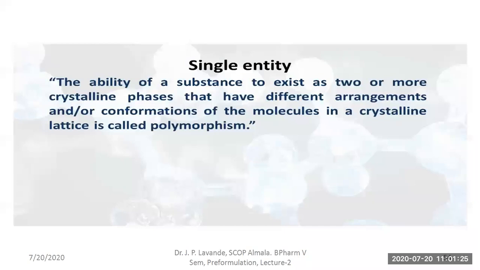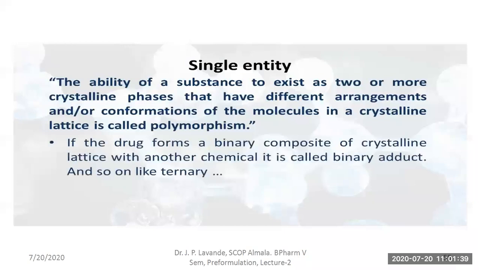Now, when the structures are differing, the properties are going to be differing, but the substance remains the same. So this phenomenon of existence of the same substance in two, three different forms is said to be polymorphism. If the drug forms a binary composite of crystalline lattice with another chemical, it is called a binary adduct, and so on, like ternary and quaternary.